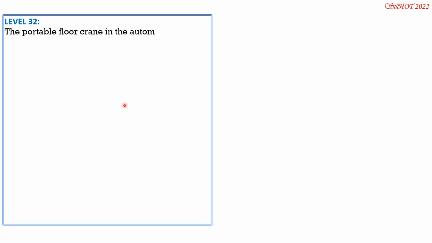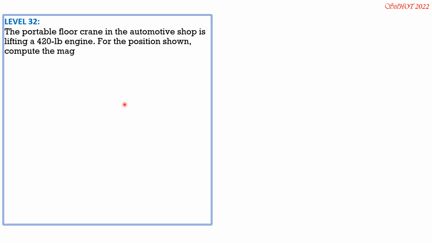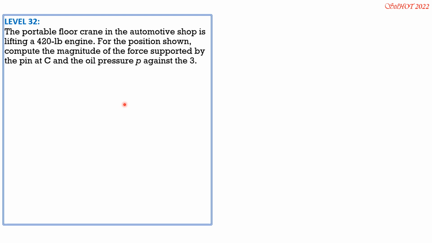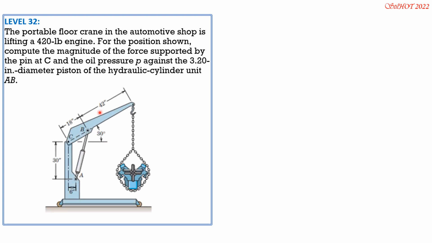The portable floor crane in the automotive shop is lifting a 420-pound engine. For the position shown, compute the magnitude of the force supported by the pin at C and the oil pressure P against the 3.2-inch diameter piston of the hydraulic cylinder unit AB. So this is the figure. We have here the piston, and pin C here. We will denote the force in this piston as F, and the weight is 420 pounds.